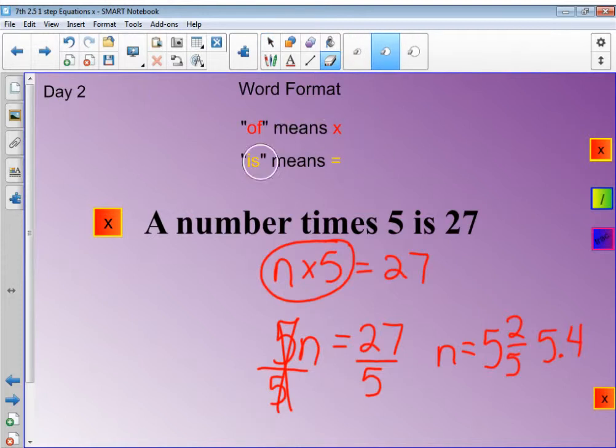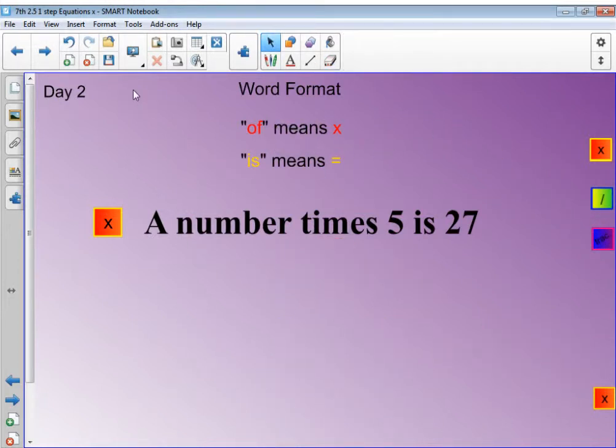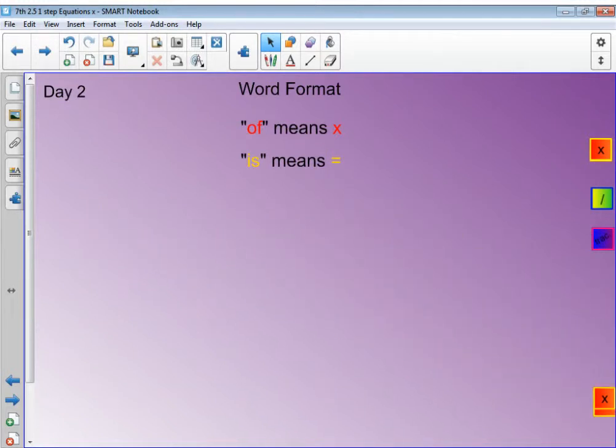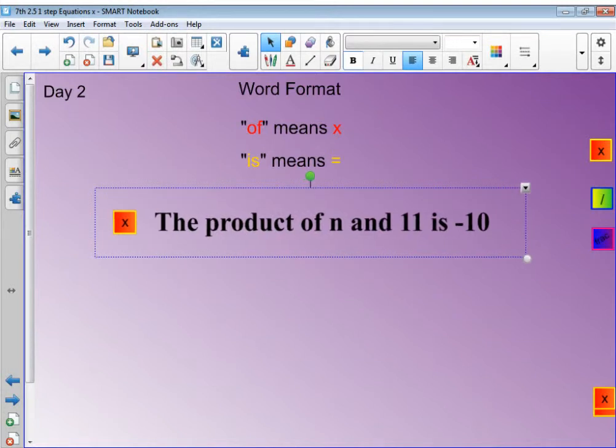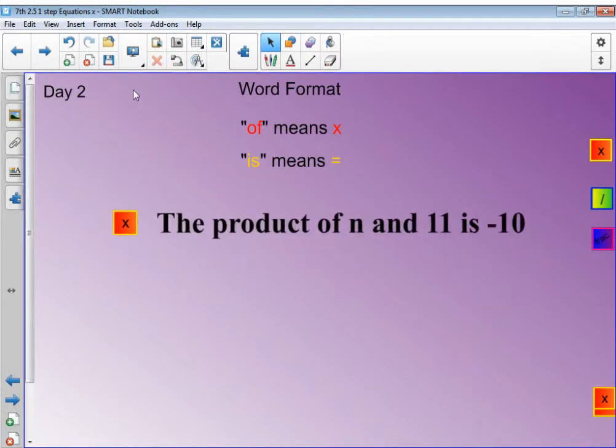Okay, so I'm going to give you guys one to do. The product of n and 11 is -10. So go ahead and pause your video and work your way through this one.